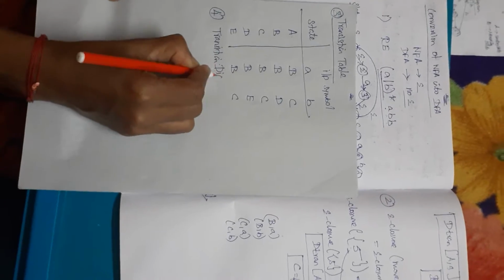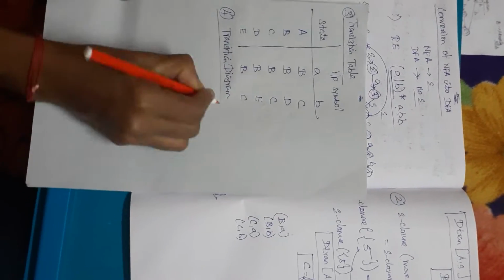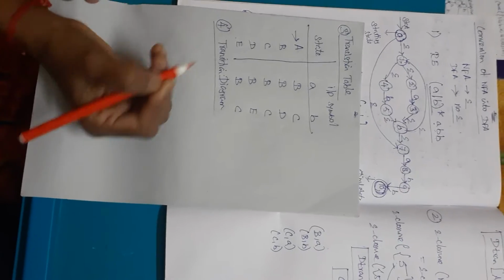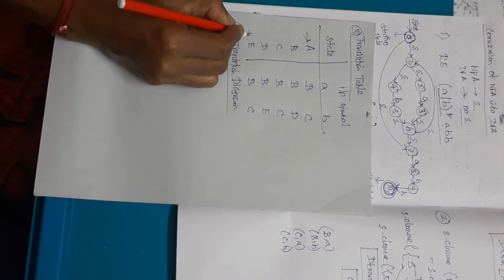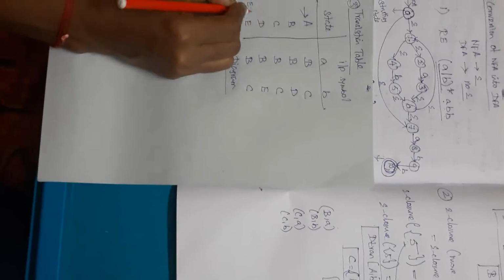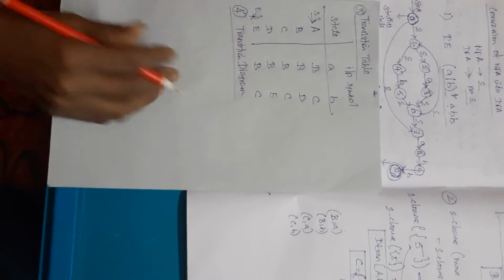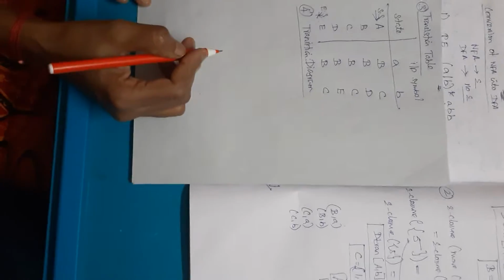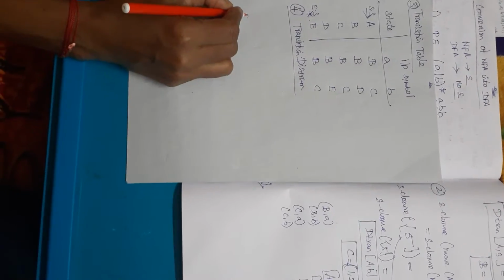Transition diagram. Okay, so here, this is for the starting states. This is for the ending states. So the ending states will be indicated here. I am indicating the start symbol. This is for the ending states. This is for the starting states. So then you can draw the diagram. How to draw the diagram?